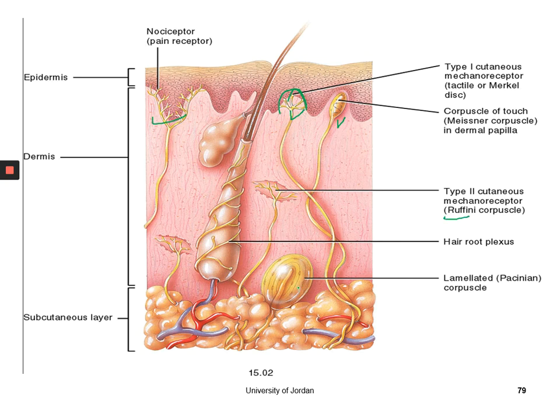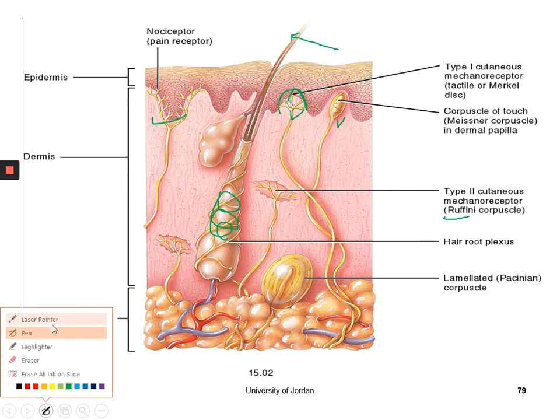This is Pacinian corpuscle found in the dermis. This is the hair end organ. As you see, it is found around the hair shaft, so it is sensitive to movement of the hairs here. Okay, these are the receptors. These are, of course, exteroceptors.